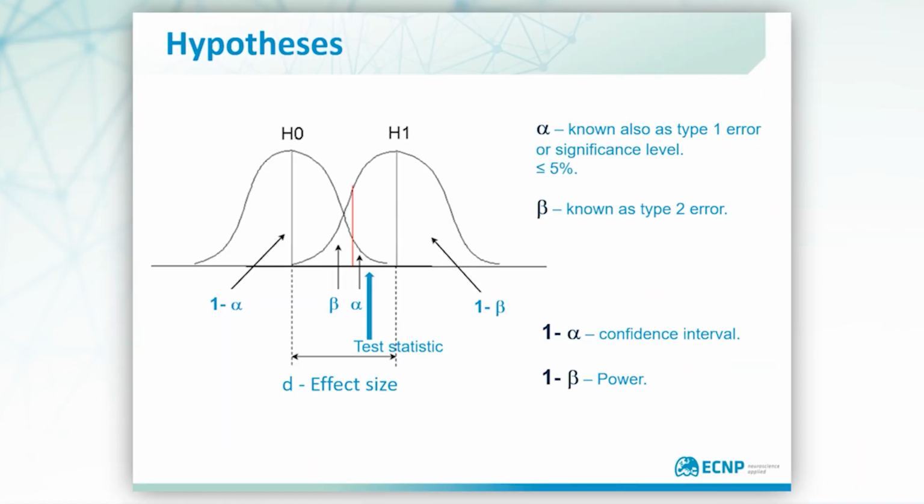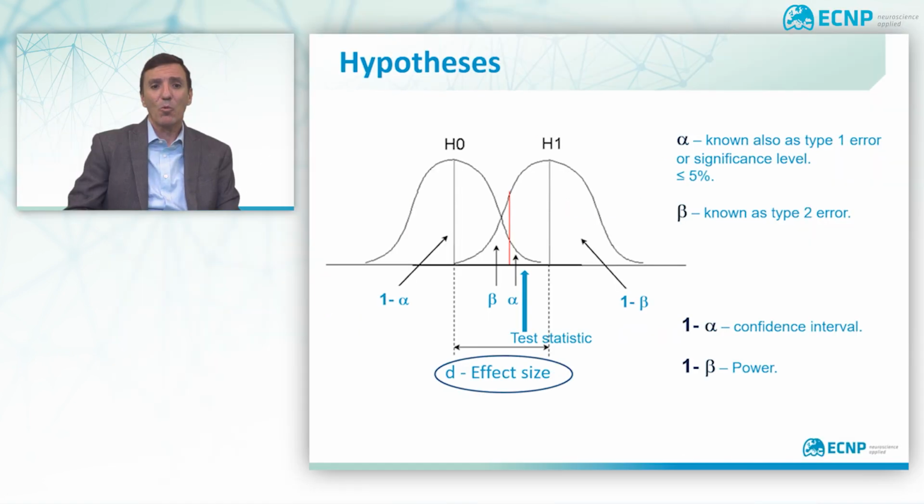The actual distance between mu0 and mu1 is the effect size. Once the experimental manipulation is significant, it will lead to a bigger distance between H0 and H1, thus increasing the effect size and the probability to reject H0 and move to H1.